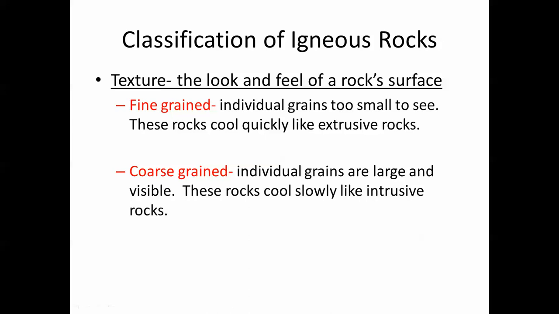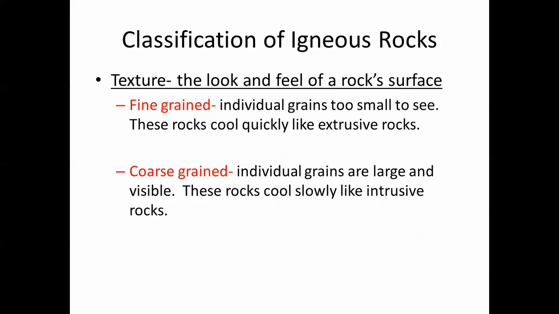Geologists also classify igneous rocks based on their texture. And a lot of times we think texture is just how something feels, but it can also have to do with how it looks. So the look and feel of the rock's surface. So we say that a rock is either fine-grained or coarse-grained. And we talked a little bit about this when we were talking about different parts of the crust. But fine-grained igneous rocks are rocks where you cannot see the individual grains. They're too small to see.